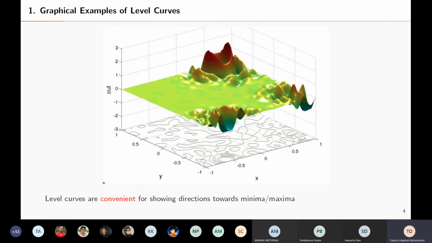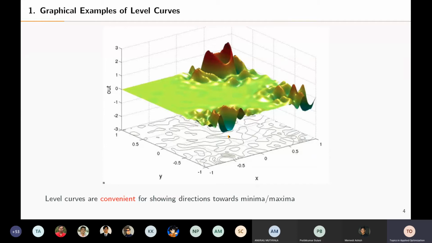So level curves are a convenient way to show directions towards minima or maxima. And as I said, the gradients point in the direction of the increase, right? So that's the whole idea behind the gradient based method, is that gradients point in the direction of the increase. Okay. So for example, here is the minima, right?